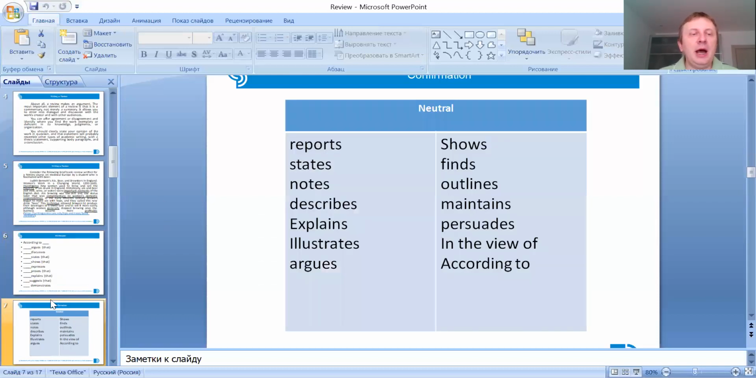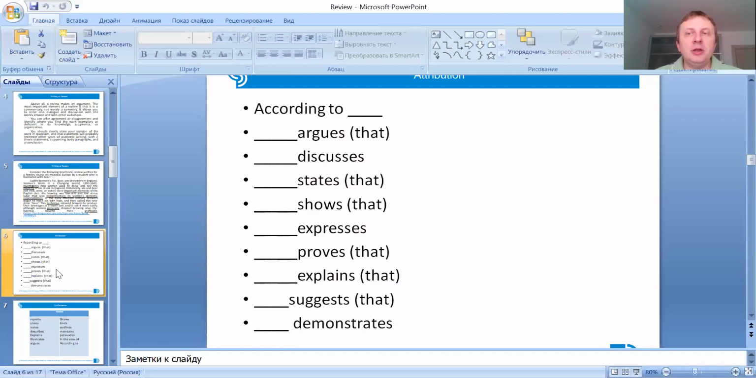The next, you see the title, is attribution. It means that you attribute some ideas to some people. For example, Mr. Johnson argues that. You refer this idea to Mr. Johnson. You state that this is his point of view.